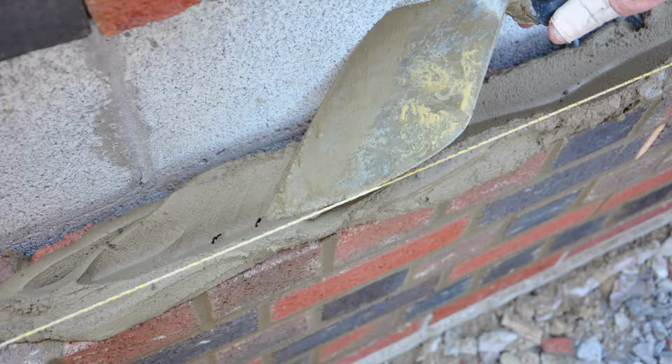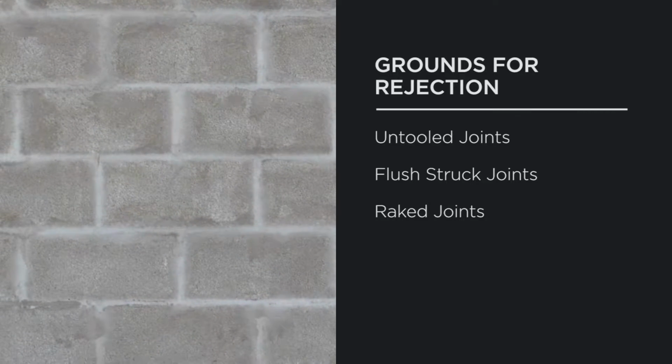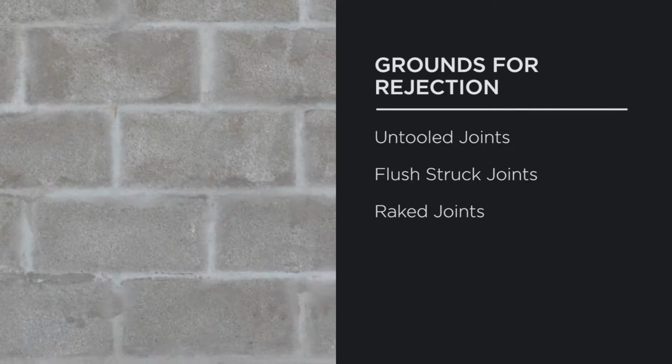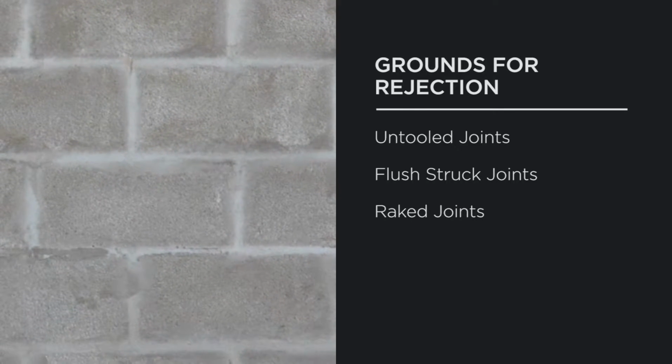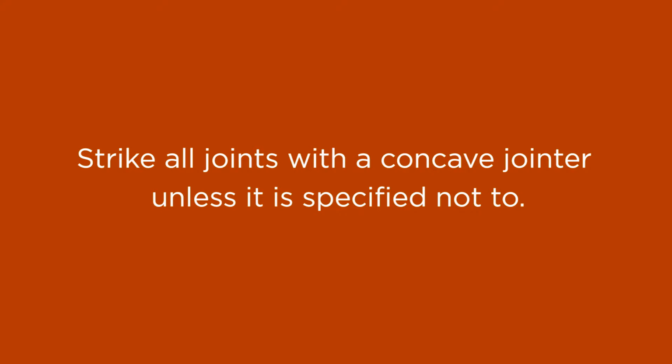Those that think it's okay to leave joints unfilled because everyone does it should know that the courts don't agree. Deep furrowed bed joints are grounds for rejection. Piers, pilasters, and columns without crosswebs are grounds for rejection. Untooled joints, flush-struck joints, rake joints, etc., unless specifically required, are grounds for rejection. Strike out the joints with a concave jointer unless it is specified not to. Unstruck joints, when not indicated, are potential grounds for rejection, even when the work is hidden.